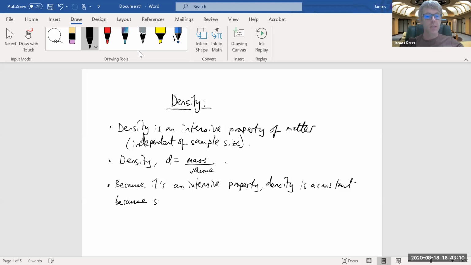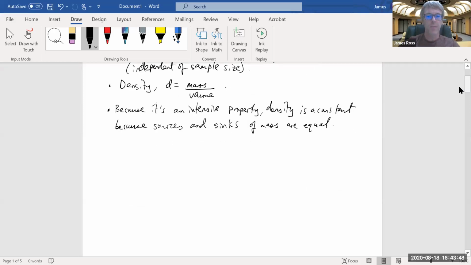So sources and sinks of mass are equal. Here specifically, I'm talking about mass density. I could be talking about other types of density, but here, until specified to the contrary, we're talking about mass density. So the sink and source of mass is equal. We can write that in symbolic language.